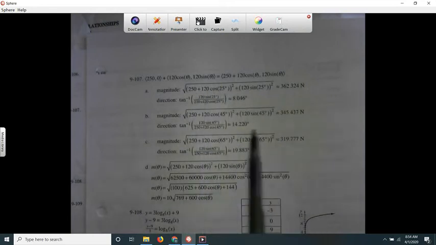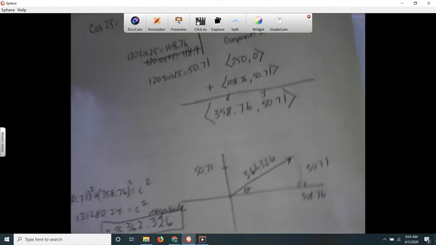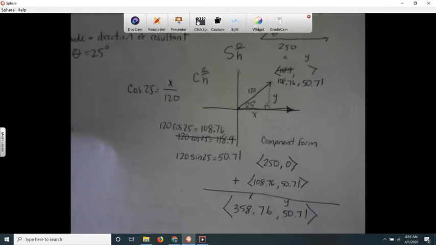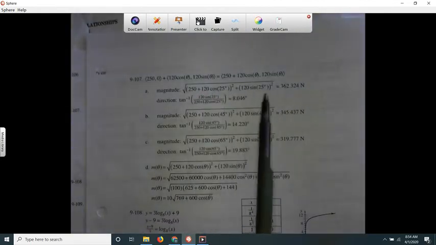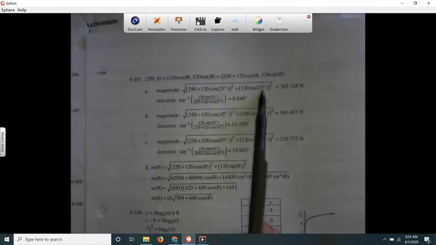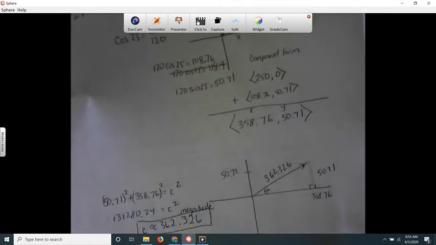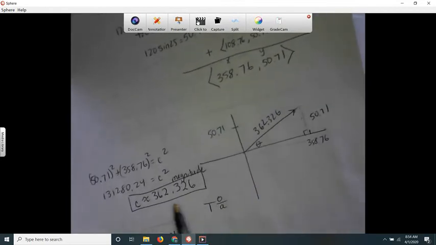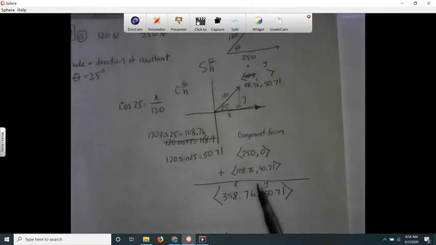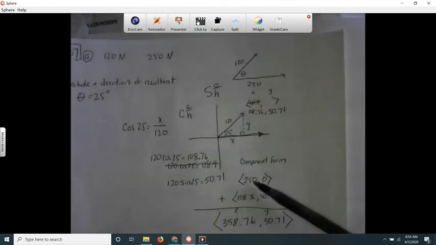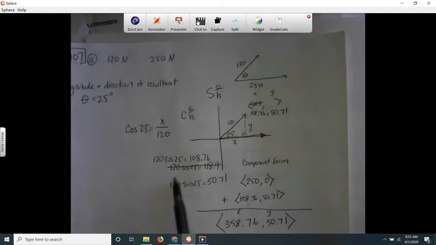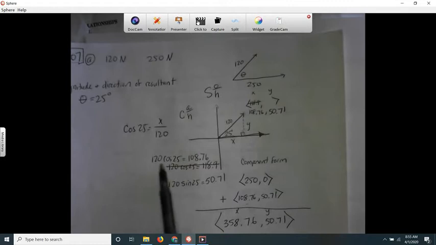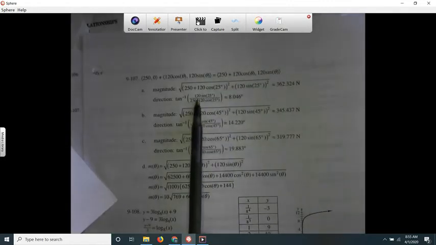Some of you might already be at the point where you can stick all these things right into your calculator. Did I have to draw all these diagrams? No. I mean, I did, but you might be able to just know what to do without drawing all the pictures. But that's one of the sides, right? Remember, that's where this 50.71 came from. And where did 358.76 come from? Well, that came from adding the x components. So 250 plus 108, and the 108 was 120 times cosine 25. That's where that came from. So there's the 250, and there's our 108. That's a generalization on how to get the magnitude.